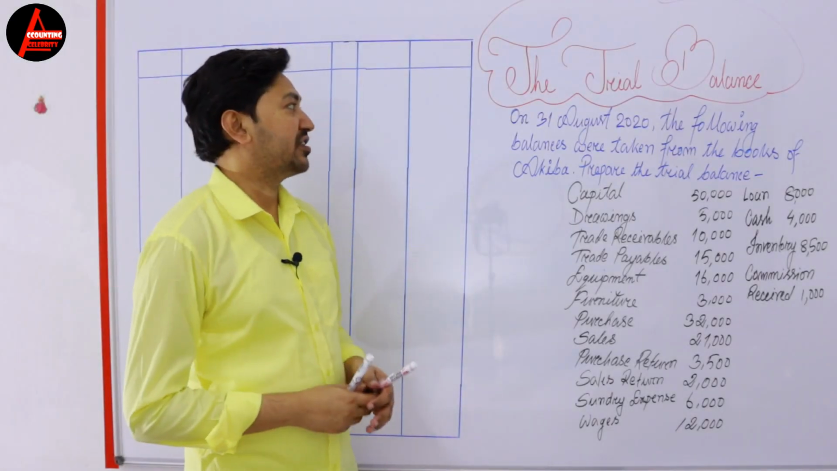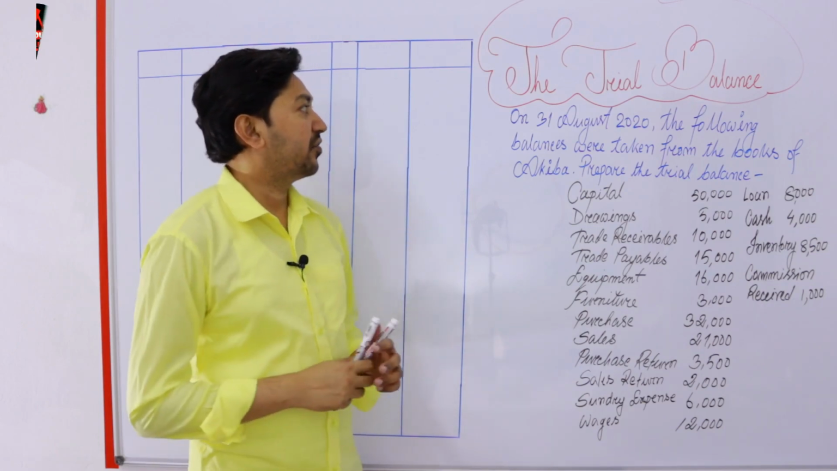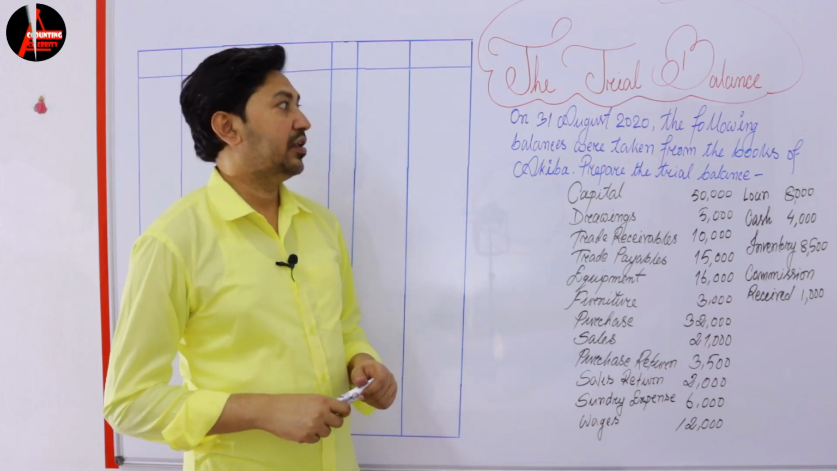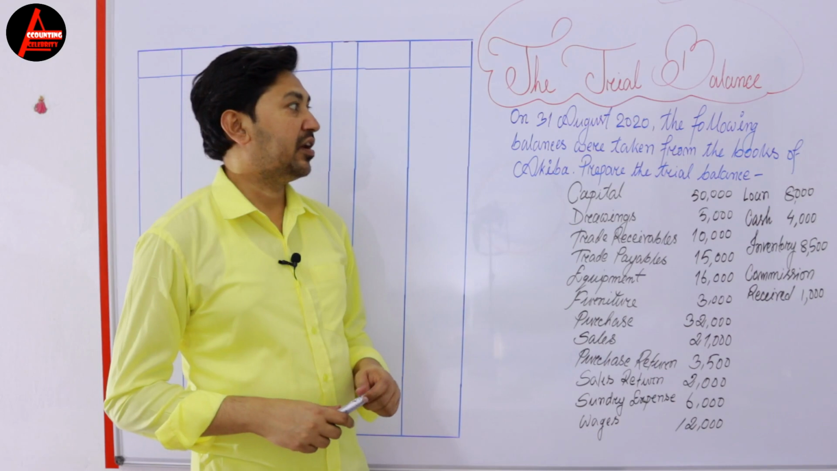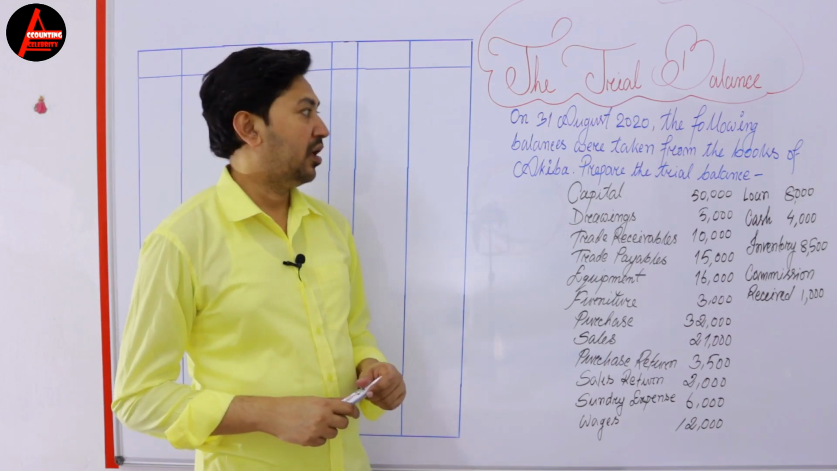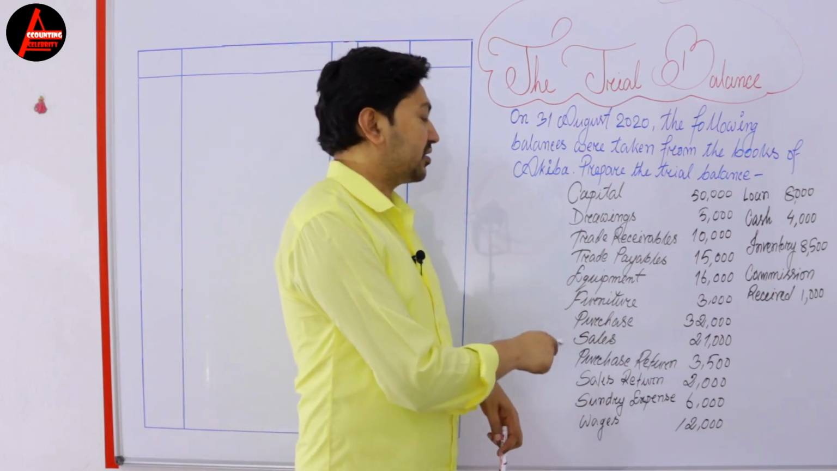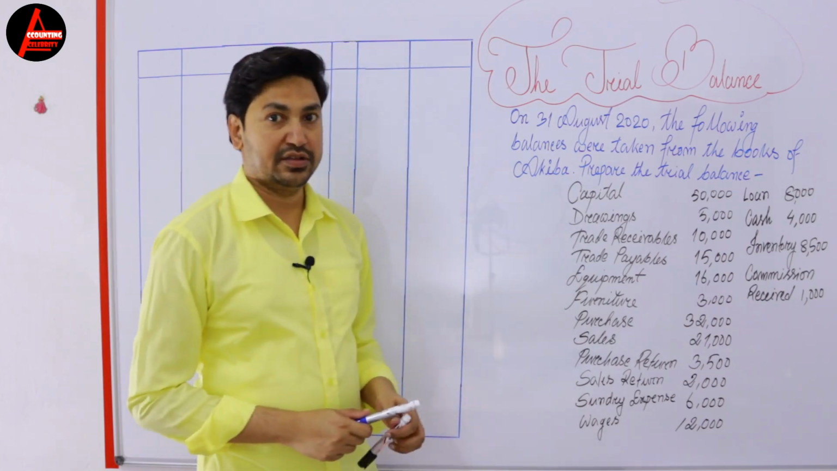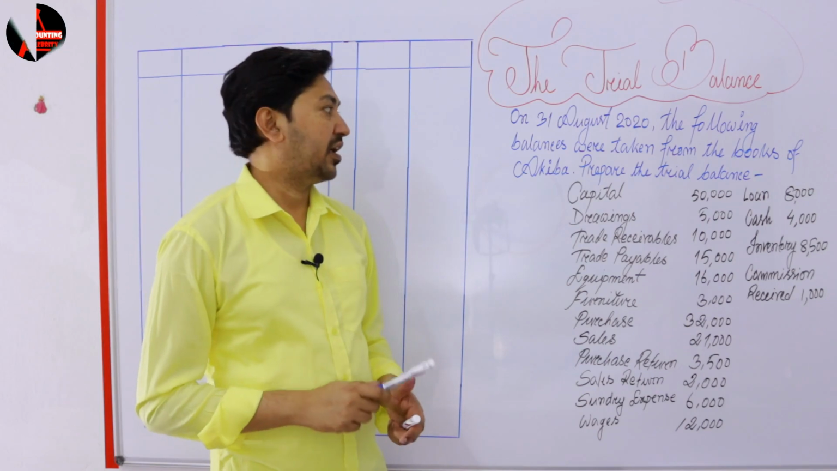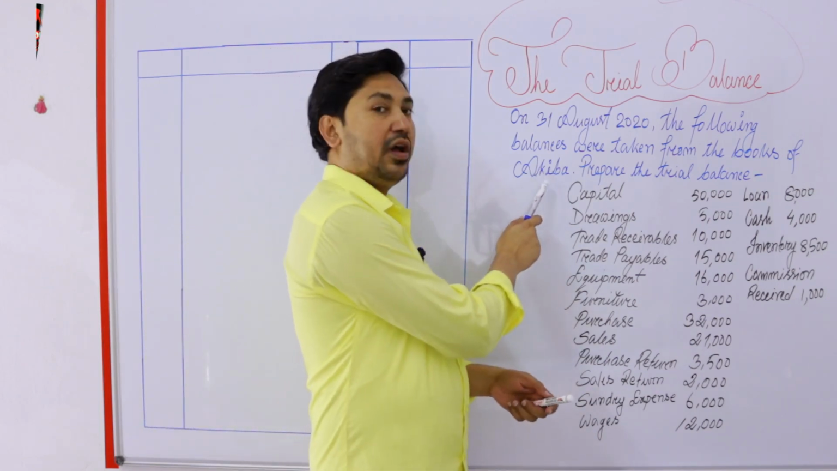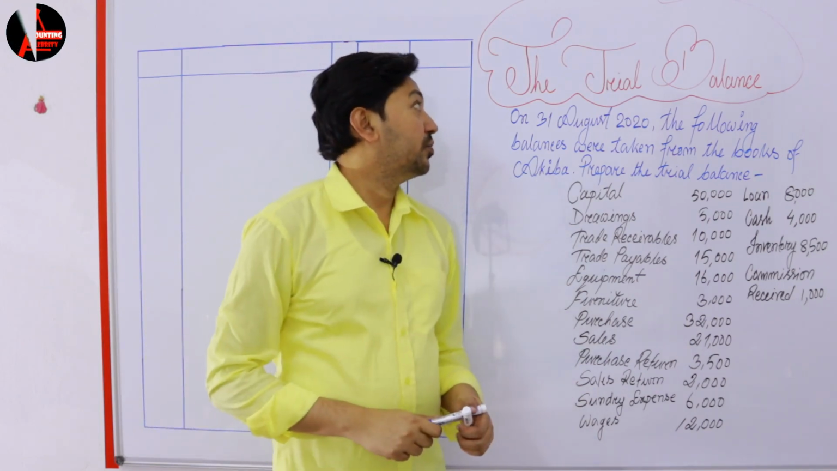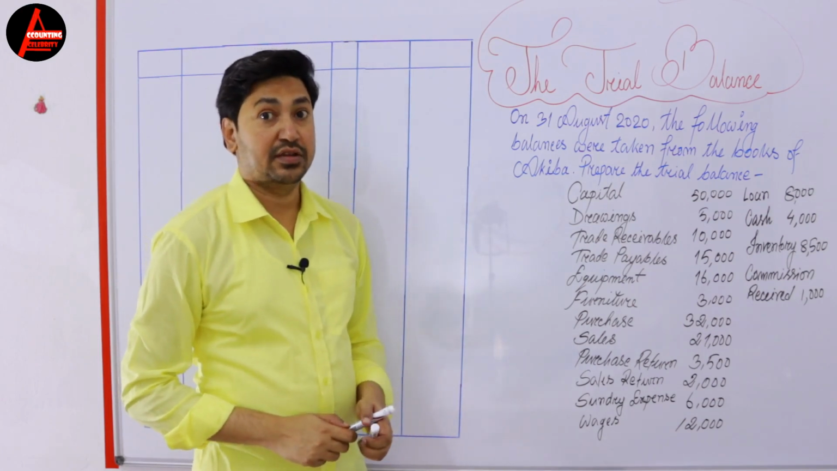So, look at the question. What is written here? On 31st August 2020, the following balances were taken from the books of Akiba. Prepare the trial balance. So, this is the list of balances, and this list is taken from the books of Akiba. Okay.